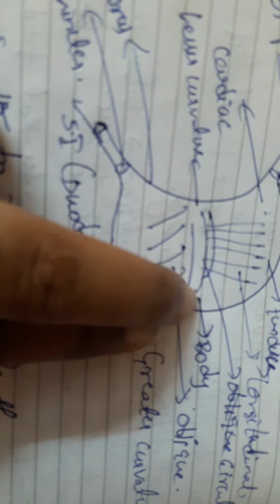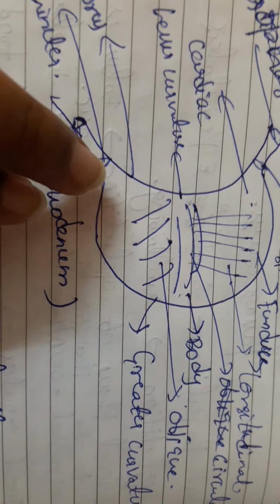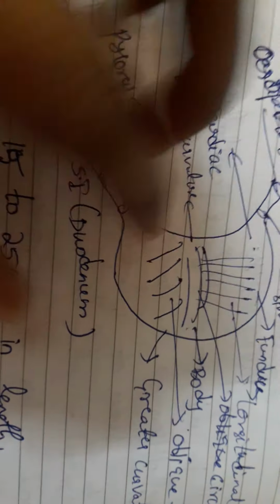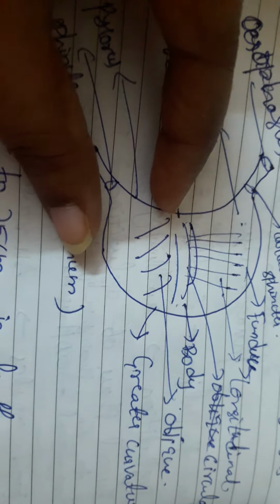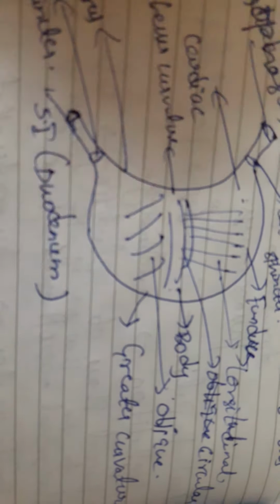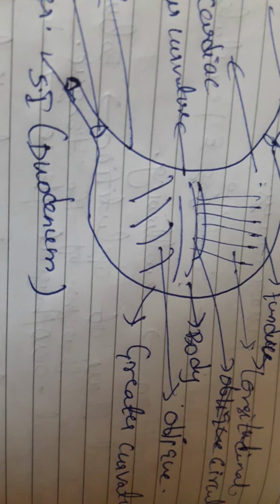The body is the mid portion and it narrows inferiorly, becoming the pyloric antrum, and then the funnel-shaped pylorus takes place. This we call the pyloric antrum, which looks like a funnel. It has a funnel-like shape. The pylorus is next.